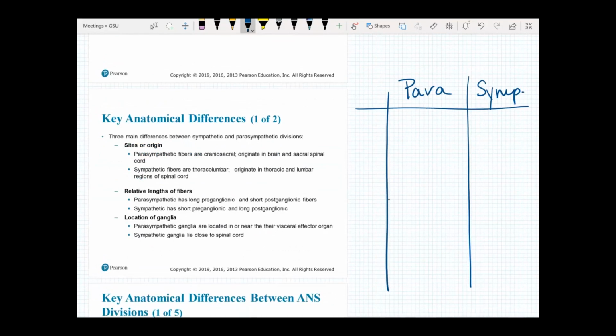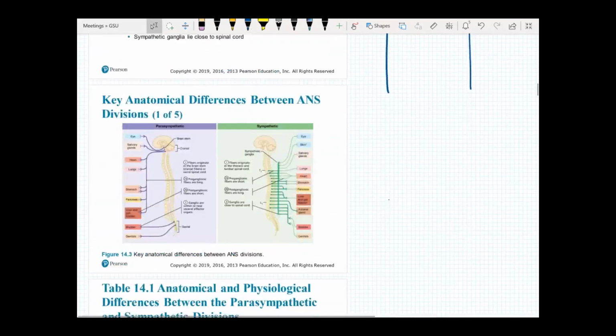The way they're going to differ is, first, the site or origin, where they actually start. Your parasympathetic will originate in the brain or the spinal cord, so they are considered craniosacral. Whereas your sympathetic will be thoracolumbar, so they're going to start in the thoracic and the lumbar region. Looking right here, here's our parasympathetic. We've got them starting up here in our craniosacral region.